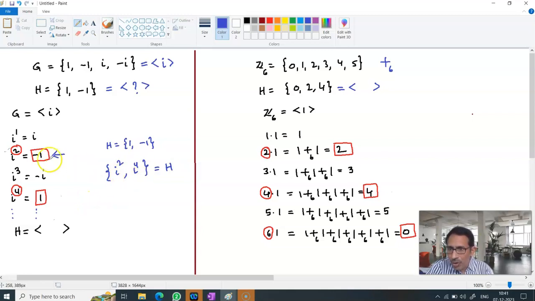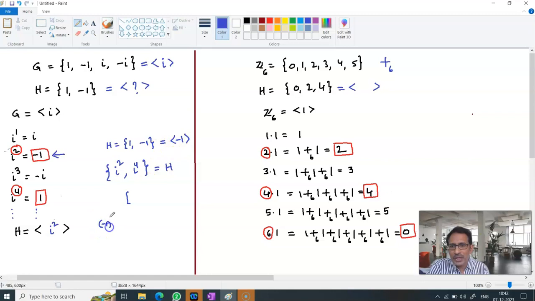Now among them, what is the minimum power? 2, right? So that is why I have highlighted this. Now what we are going to prove is this H will be generated by this i square element. What is i square actually? Minus 1. So what I am going to prove is H, that is {1, minus 1}, will be generated by minus 1. Okay.